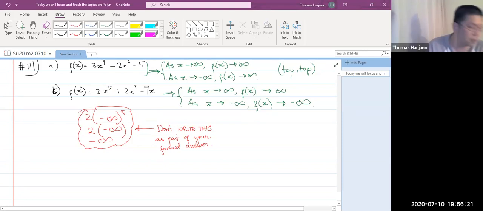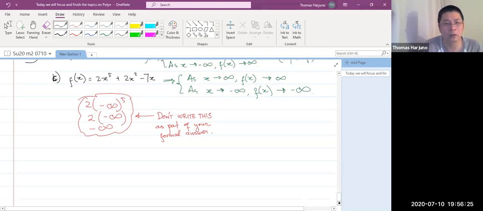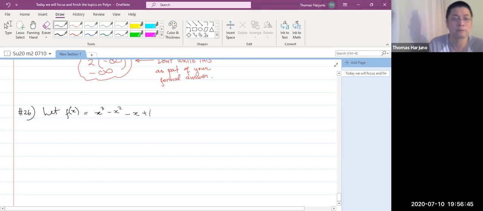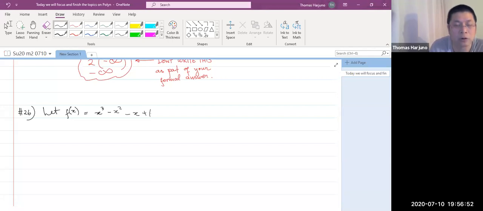Now let me go on further. You see, I start putting things together. Suppose we do number 26, still on 3.1. Number 26, we have f(x) equals x cubed minus x squared minus x plus 1. And what we need to do is actually do the sign graph and therefore sketch the graph.